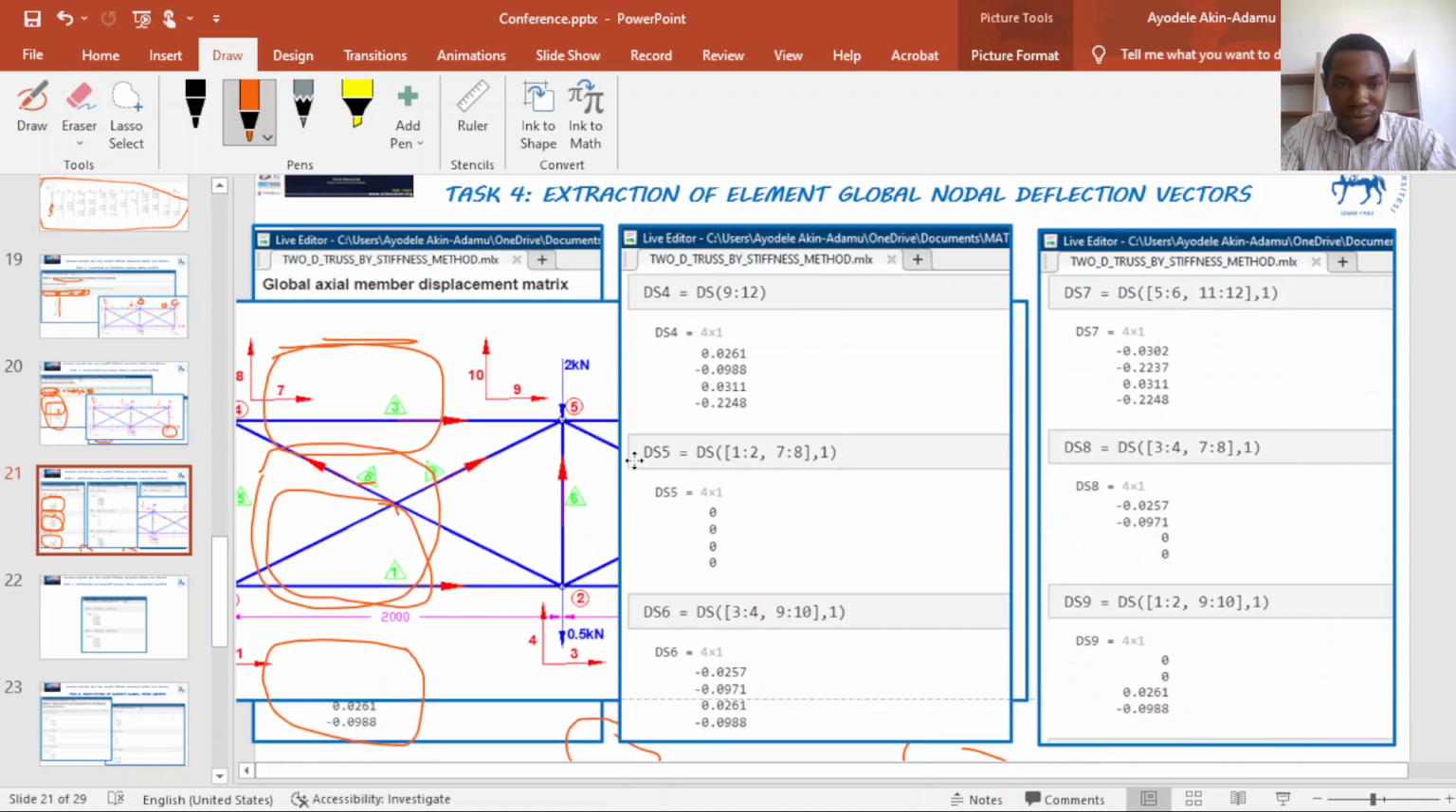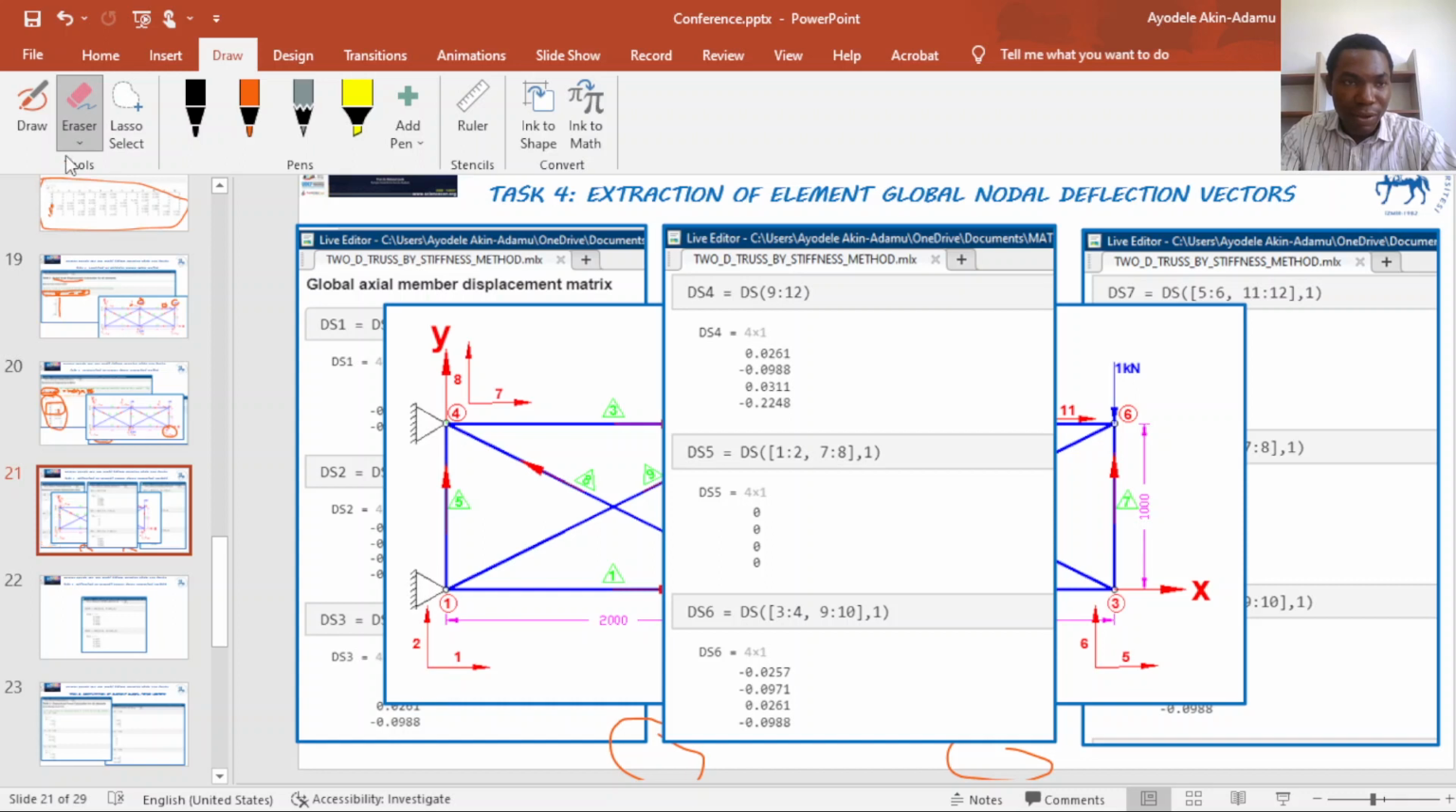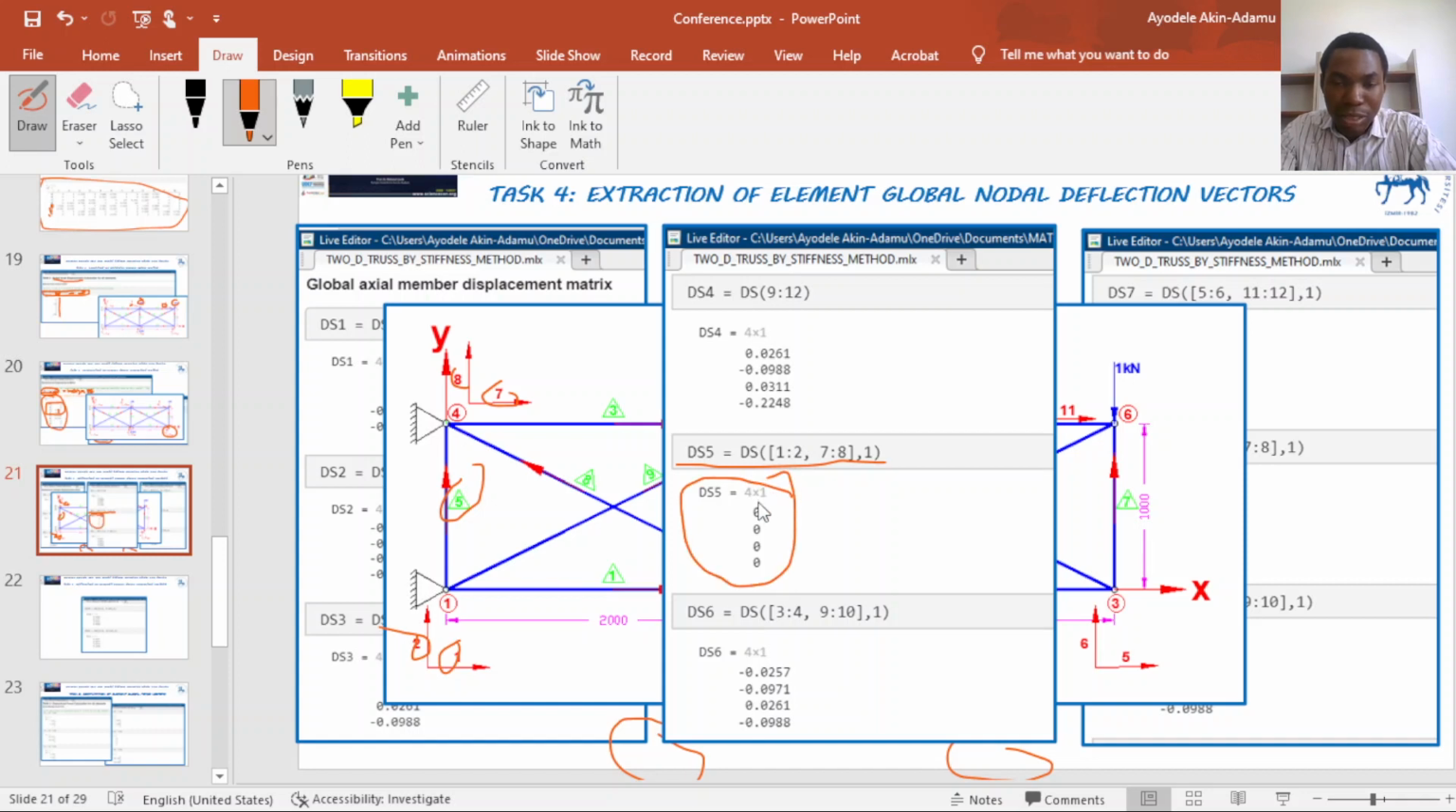For element 5, the degrees of freedom are 1, 2, 7, and 8. So this Matlab line of code computes the displacement vector. You can see the displacement vector is a zero vector because all the degrees of freedom are support degrees of freedom, which is correct. We have support degrees of freedom at node 1 and node 4.